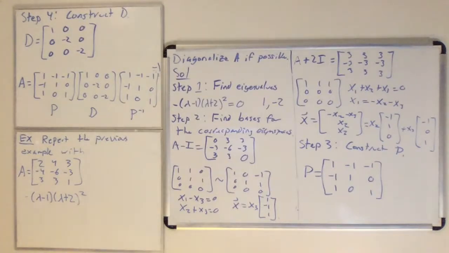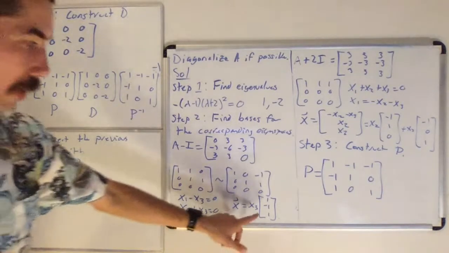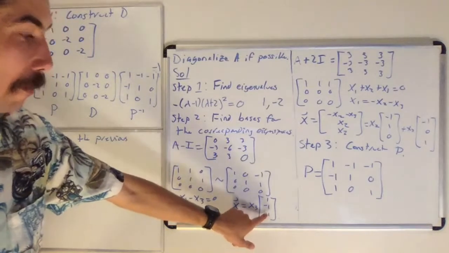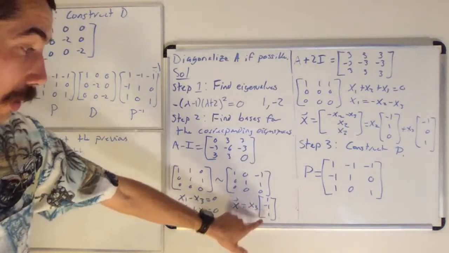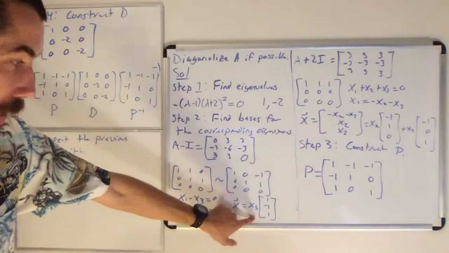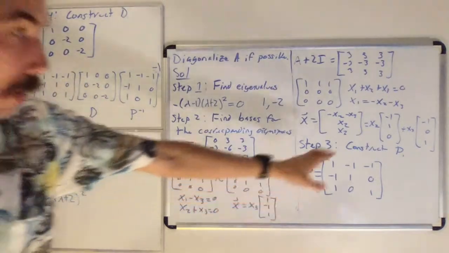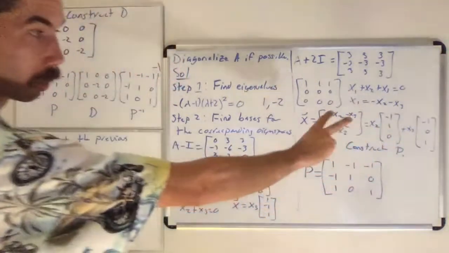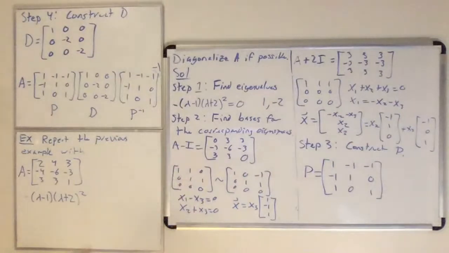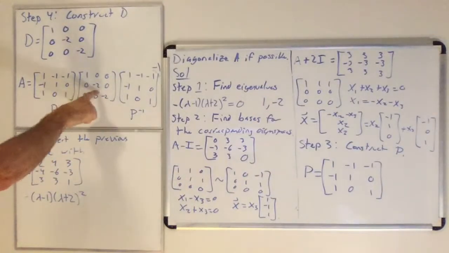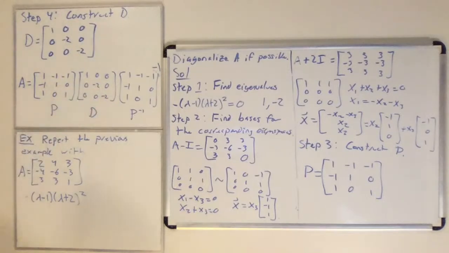Emma asks, does it matter the order of the columns that make up P? Yes and no. We just have to make sure that if you put the eigenvector corresponding to 1 in the first column, then the first entry of D has to be the 1. The order of the eigenvectors corresponding to negative 2 doesn't matter. We just have to make sure that the corresponding entries in D are the correct eigenvalues.